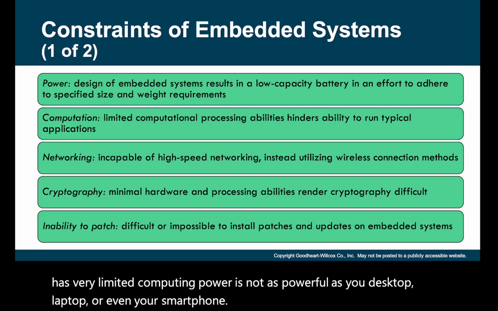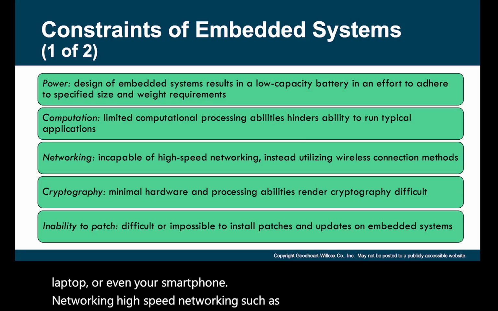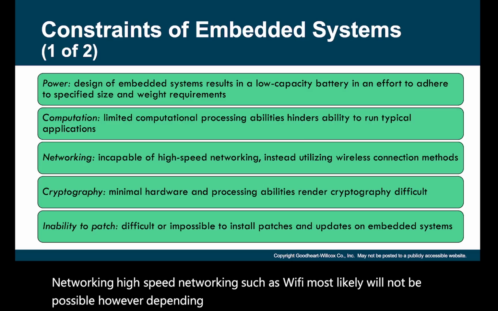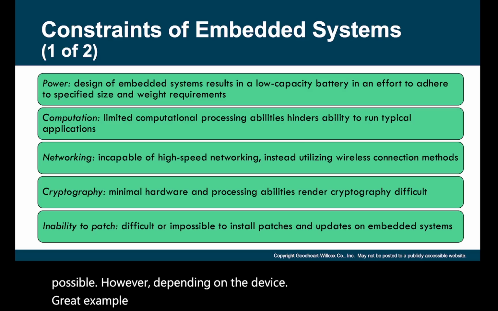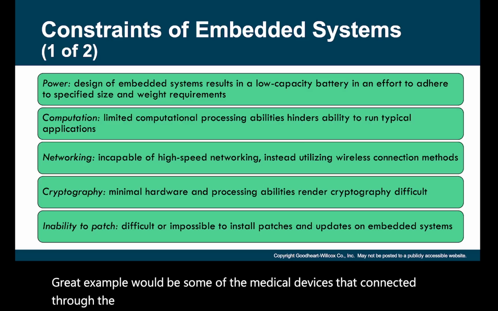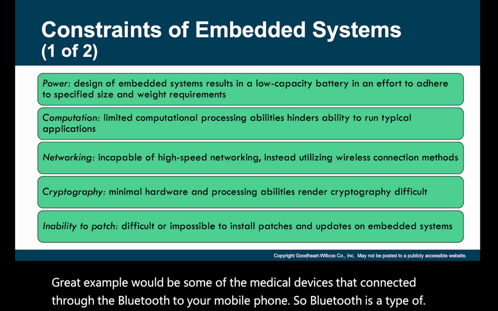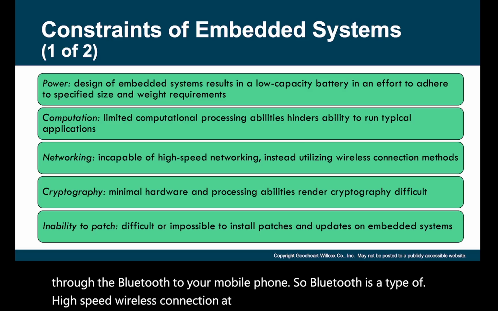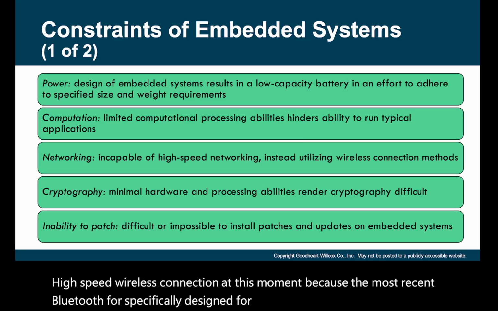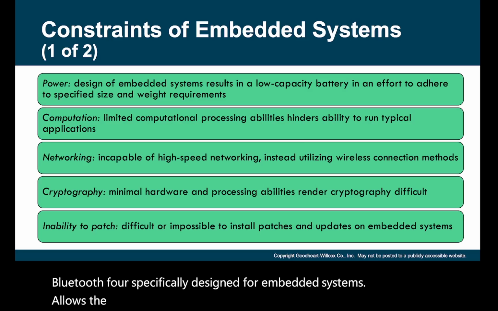Networking, high-speed networking such as Wi-Fi most likely will not be possible. However, depending on the device, a great example would be some of the medical devices that connect through Bluetooth to your mobile phone. So Bluetooth is a type of high-speed wireless connection at this moment because the most recent Bluetooth, specifically designed for embedded systems, allows these devices to communicate at higher speed than it used to be.